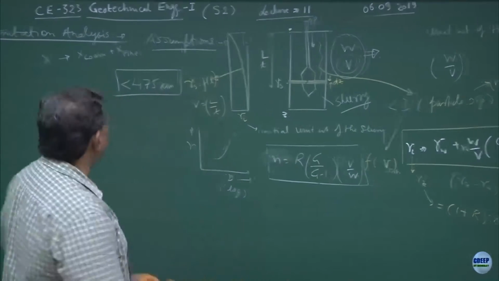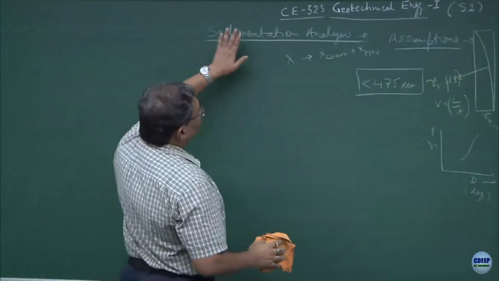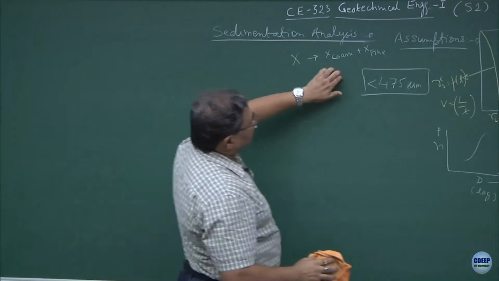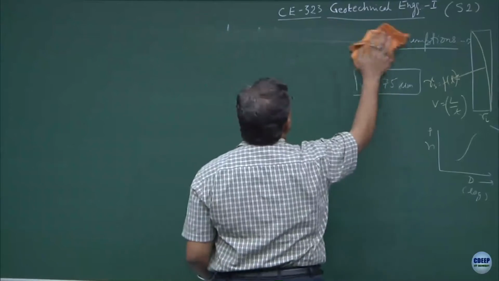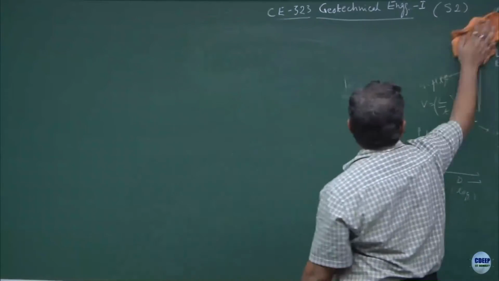Now, what we have done is we have talked about the particle size distribution analysis for coarse grained and fine grained soils. Now, moving on to the classification of the soils.